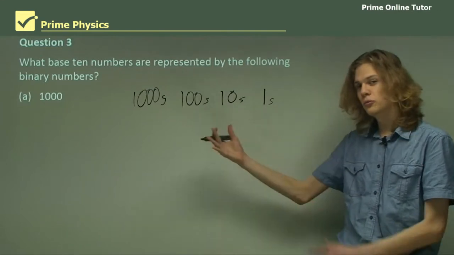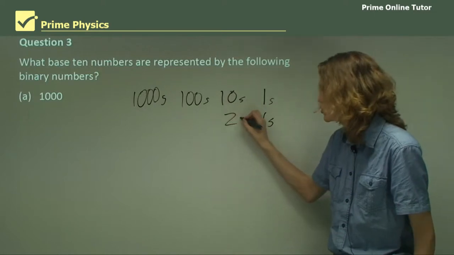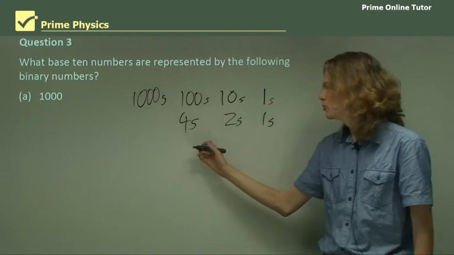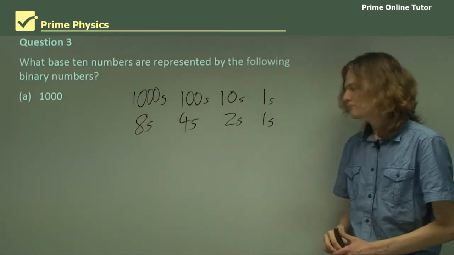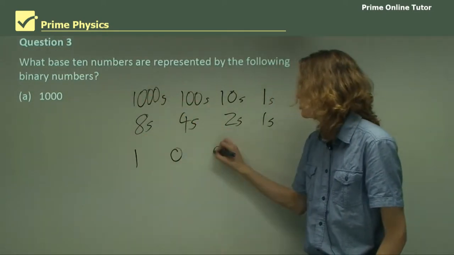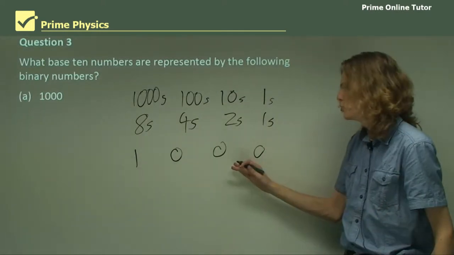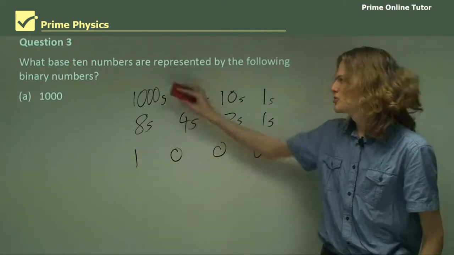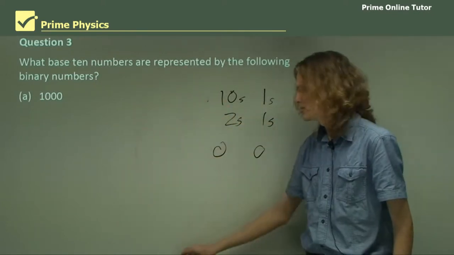So our columns end up being 1s, increased by a factor of 2, 2s, increased by a factor of 2, 4s, increased by a factor of 2, and 8s. Right? So let's look at our example here. 1000. In this case, we have no units, no twos, no fours, and 1 8. So what's this number going to be? Well, it is of course just 8.